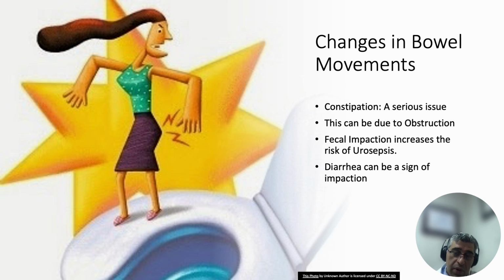And again, diarrhea also can be a sign of impaction. Why is that? Because when we have a partial obstruction, a part of the obstruction is open. That's why the stool behind the obstruction will be very liquidy and it can pass as diarrhea. That's why if somebody has diarrhea, it doesn't mean that person has no obstruction. No, it can be a sign of a partial obstruction.